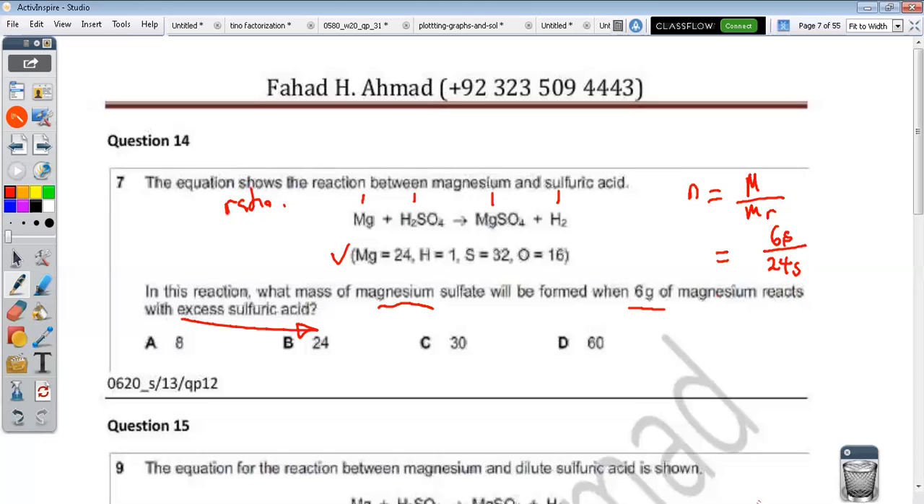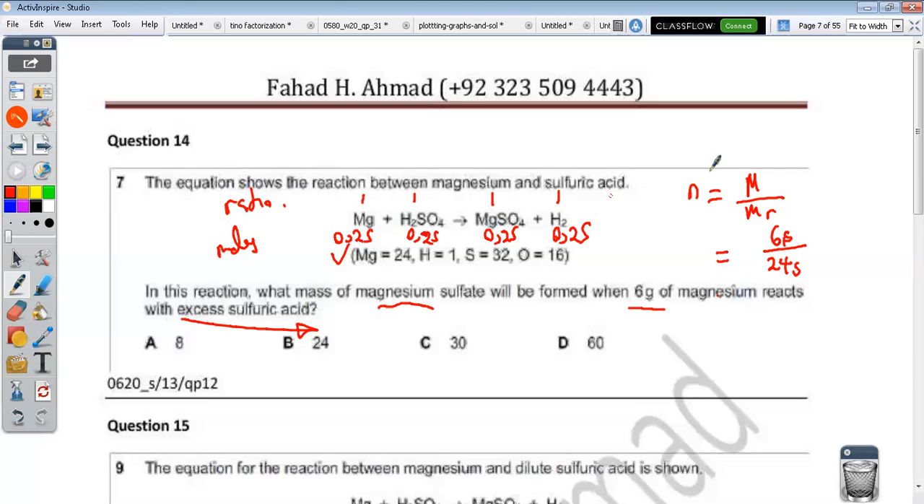Is that a quarter? 6 divided by 24 is a quarter. Are we agreeing? You guys are quiet. So it means you used 0.25 moles. If the experiment is perfect, you should be using 0.25 moles. Why? Because it's 1:1. And you should be producing 0.25 moles of magnesium sulfate. That's why a balanced equation is important.